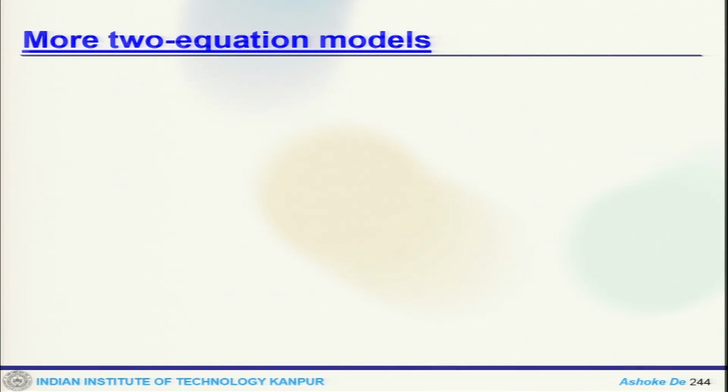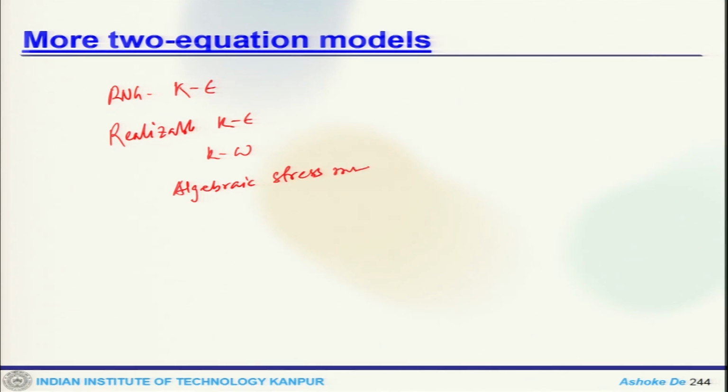So, there are other variants of epsilon models: the RNG K epsilon, the realizable K epsilon, the K omega model, the algebraic stress model, and also nonlinear models. These are some of the other models that also come under the banner of two-equation models.